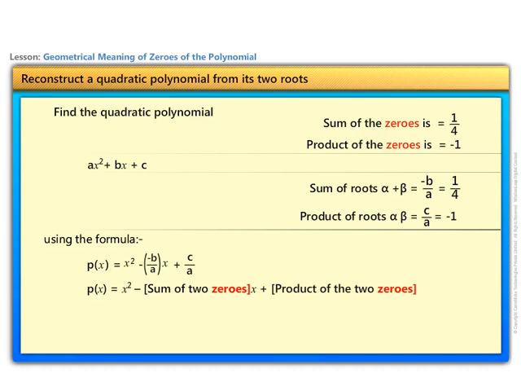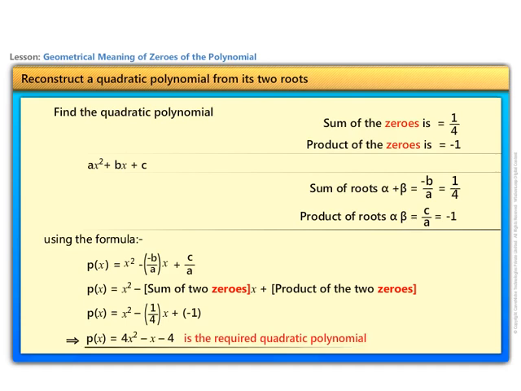Substituting the known values into this equation, we get p of x is equal to x squared minus 1 by 4 x plus minus 1. Simplifying the above equation, we get p of x is equal to 4x squared minus x minus 4.